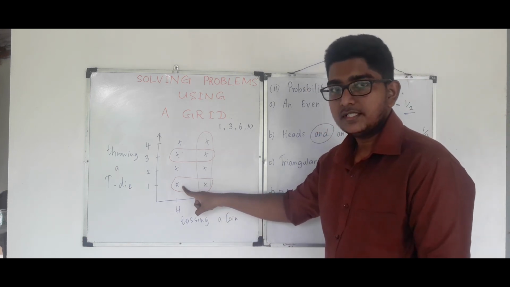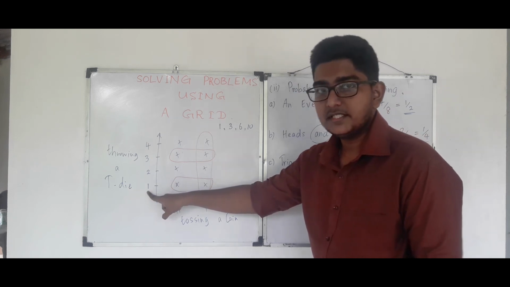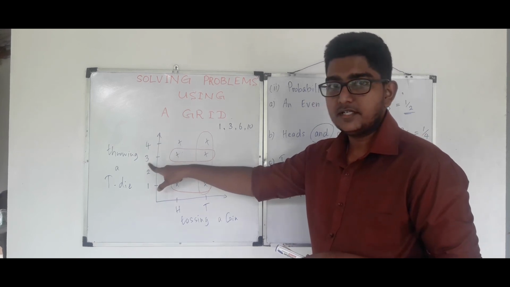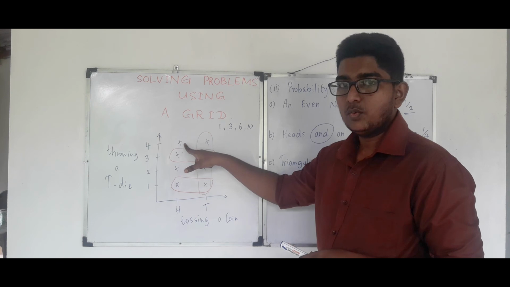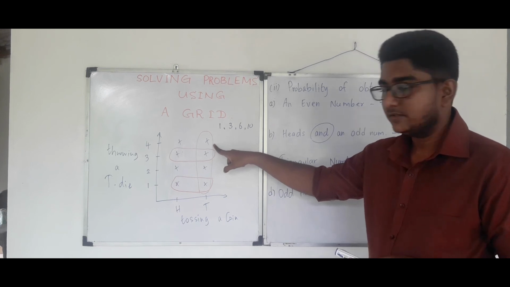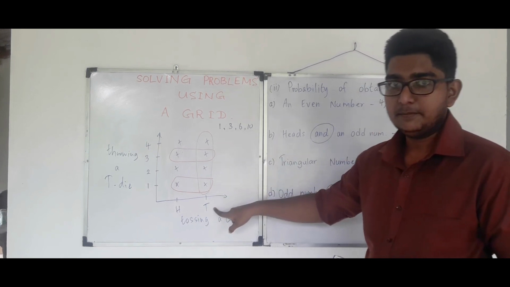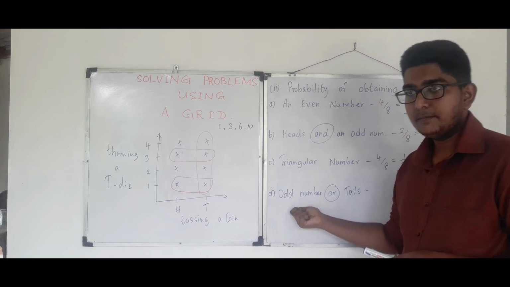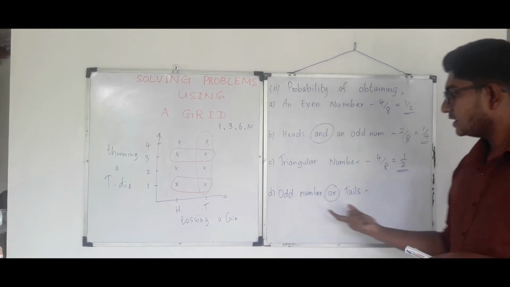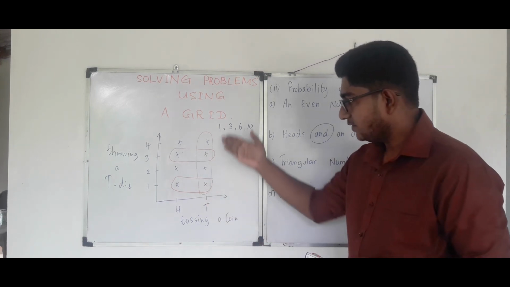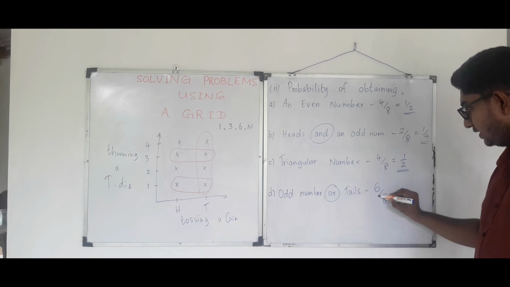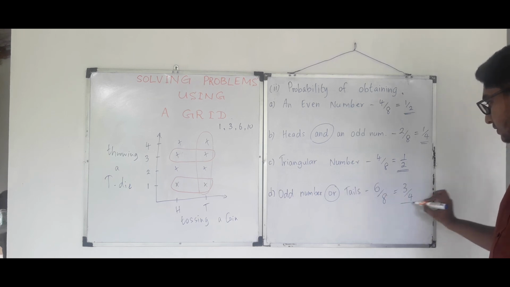Can we have this cross? Yes. Why? This is representing an odd number. Can I have this cross? Once again, yes, because 3 is an odd number. Can I have this cross? No. Why? This is not an odd number. But I can have this cross because this cross represents a tail. That means if it is an odd number or a tail, you can have either this condition or this condition. So altogether we have 6 crosses out of 8. Answer 3.